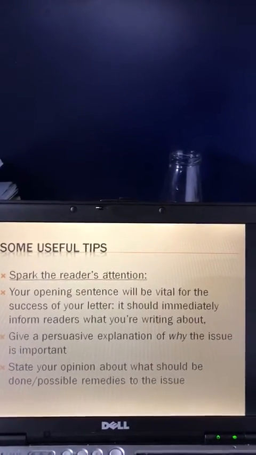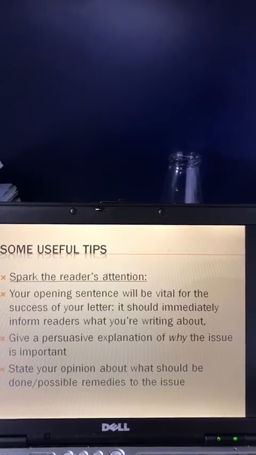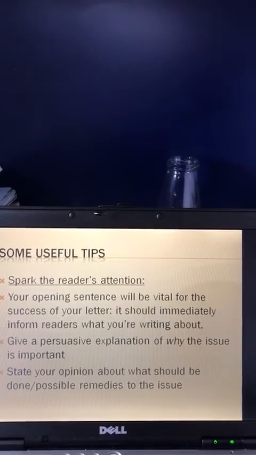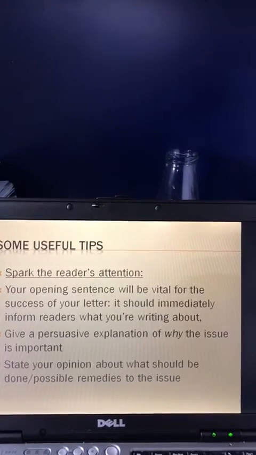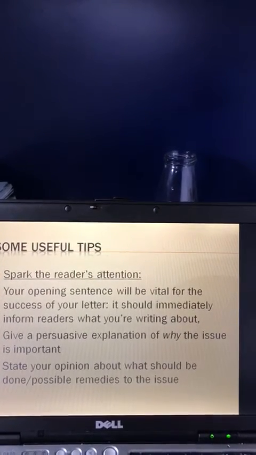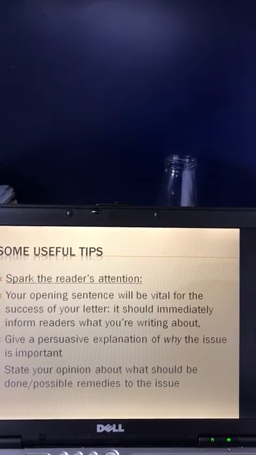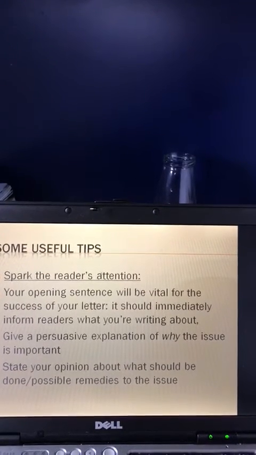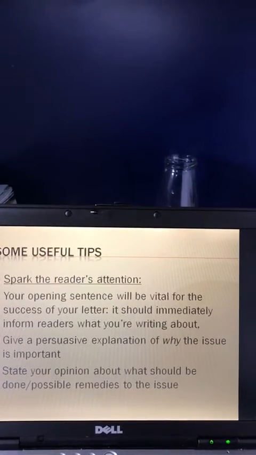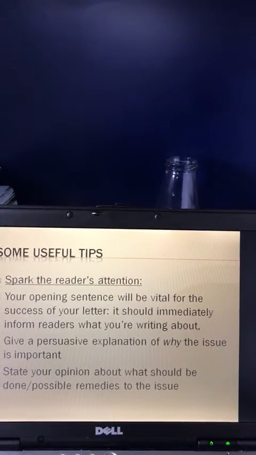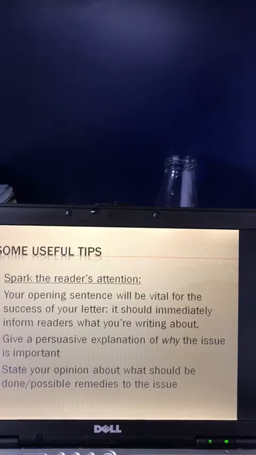You should spark the reader's attention. Your opening sentence will be vital for the success of your letter. It should immediately inform readers what you're writing about. You should give a persuasive explanation of why the issue is important and state your opinion about what should be done or possible remedies to the issue.